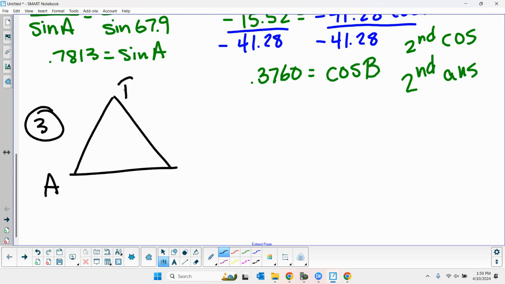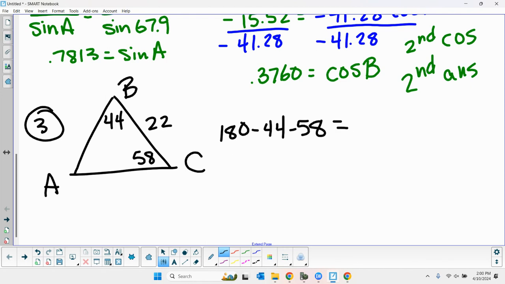again, I just go ahead and draw pictures every time. A would be 22, that's side A. Angle B is 44. And angle C is 58. So the first thing, whenever you get two angles, what's the first thing you do? Find the third one, right? So here's what I do in my calculator. I just go 180 minus 44 minus 58. And that came out to be 78.